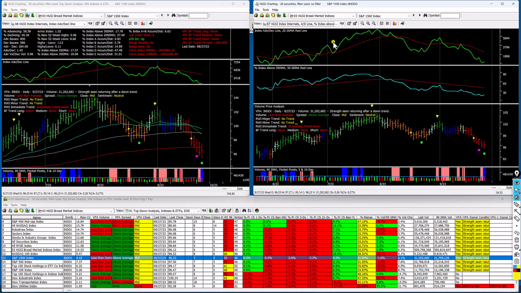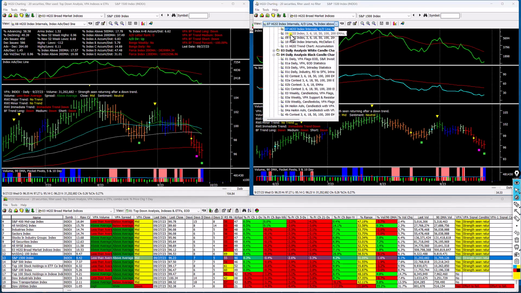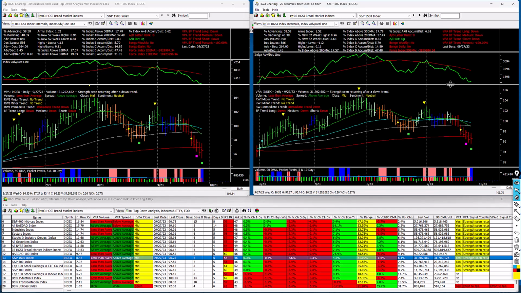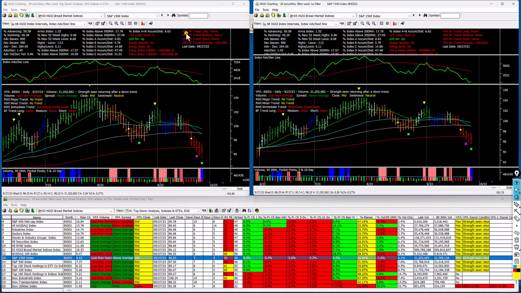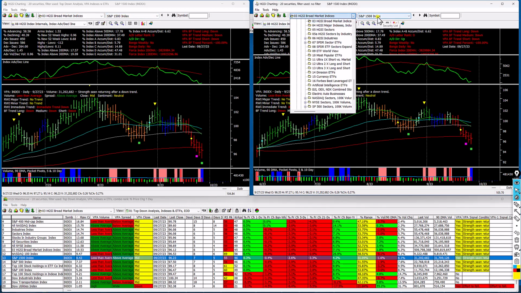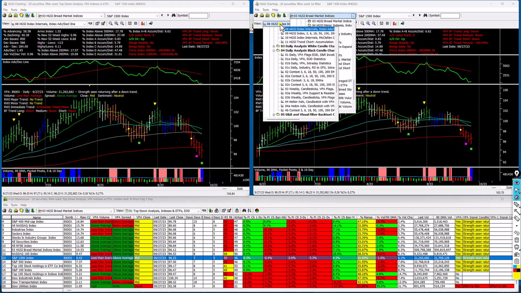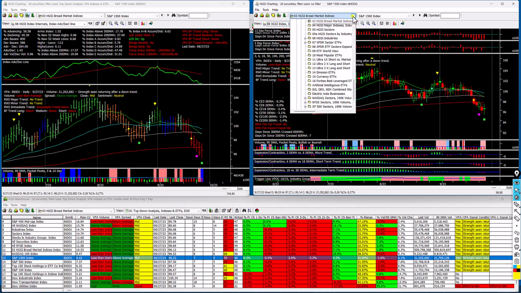Okay, this is just another view, the advance-decline line going down, the percentage of the stocks above their 50-day moving average going down, but an uptick yesterday. Same thing. Okay, so number 9.